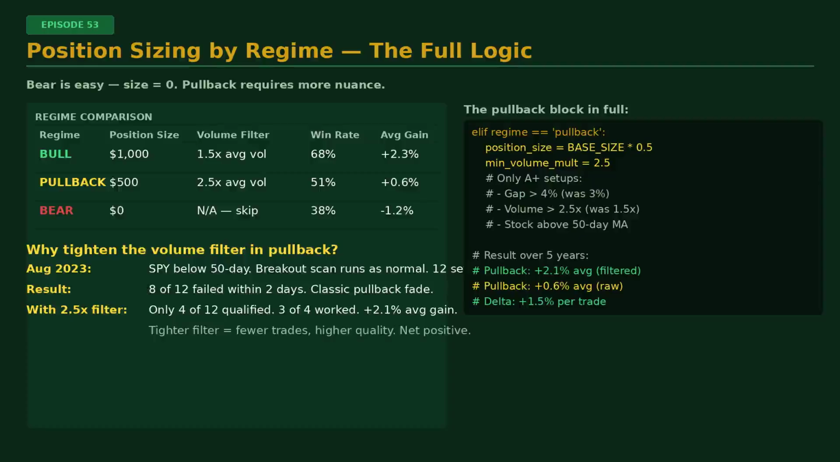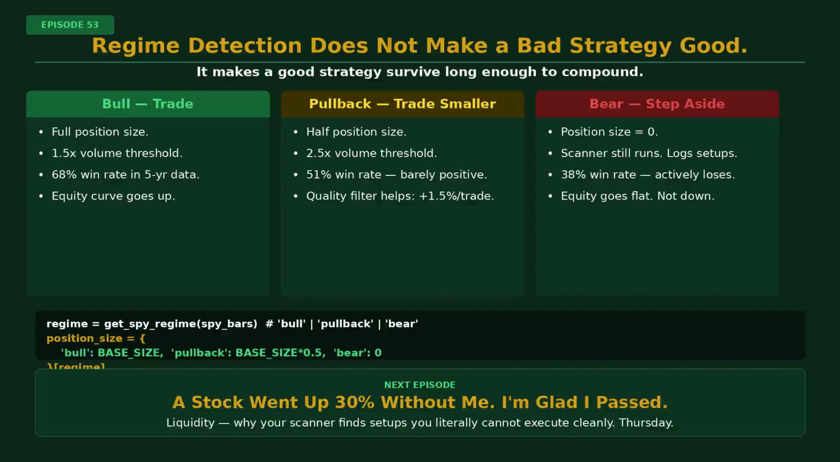The point I want to land with this episode is not that regime detection is some sophisticated technique. The SPY 50 and 200-day moving averages are the most widely followed levels in the market. The traffic light system I showed you is about as simple as a filter gets. The point is that most backtests ignore it. They run the strategy in all conditions and report an average result. That average hides the regime dependency.